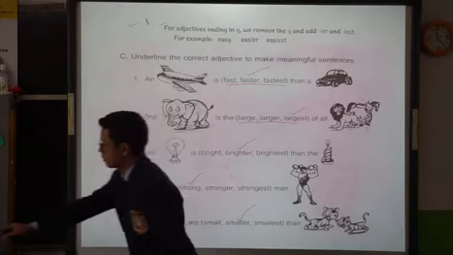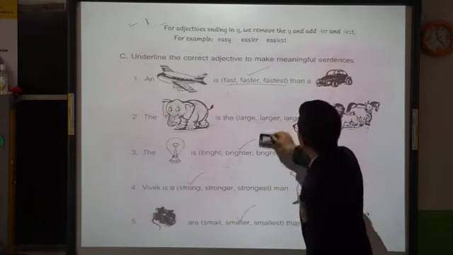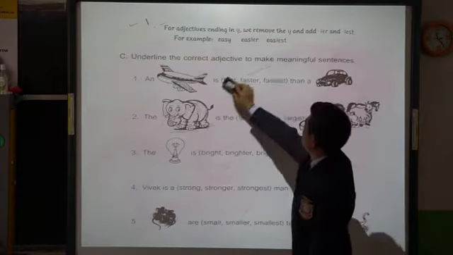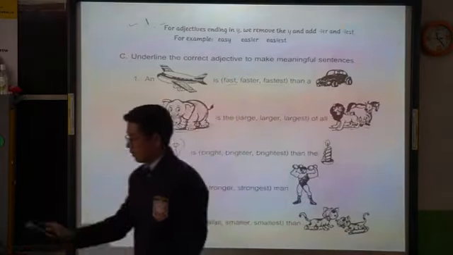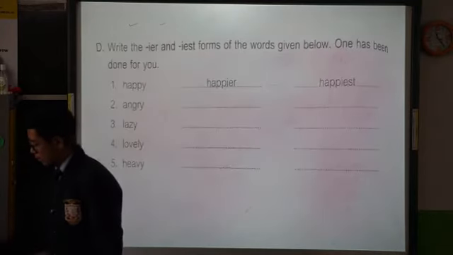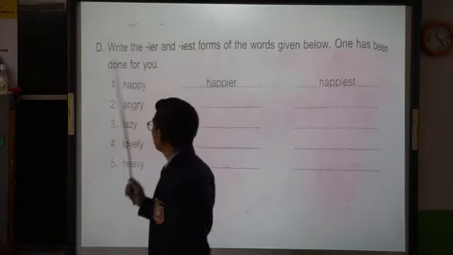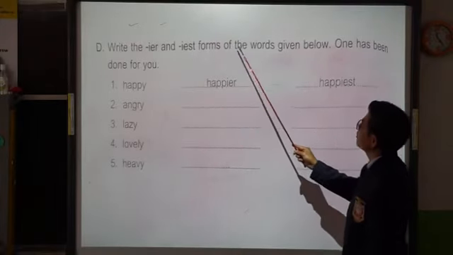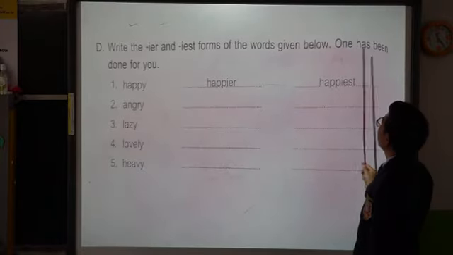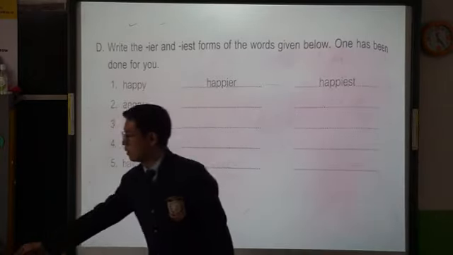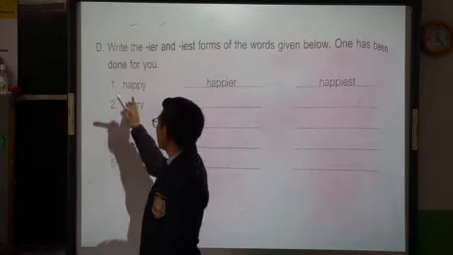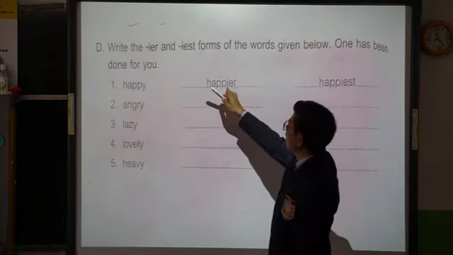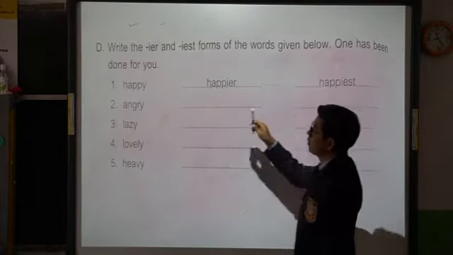Understood? So this is it. You can easily do it in your copy. Okay? Then let's move on to the next, that is, write IER and IEST forms of the words given below. One has been done for you. So this is also the same as I've already told you. Your Y will become IER and IEST. IER in comparative and IEST in superlative.